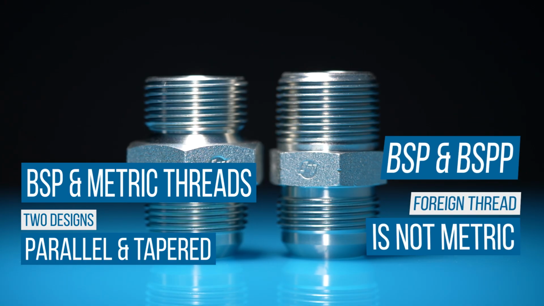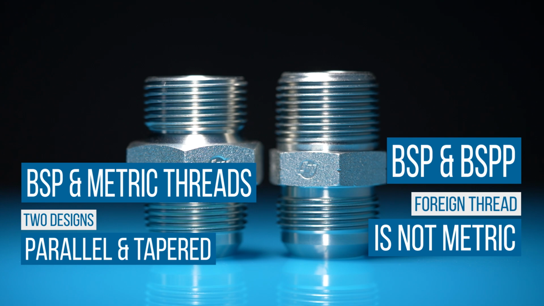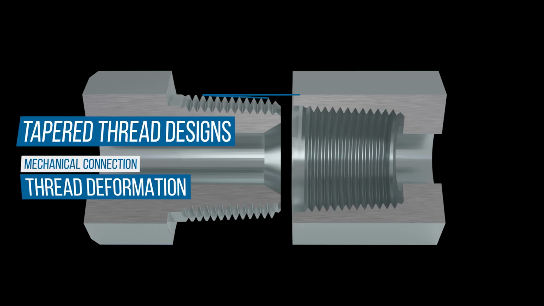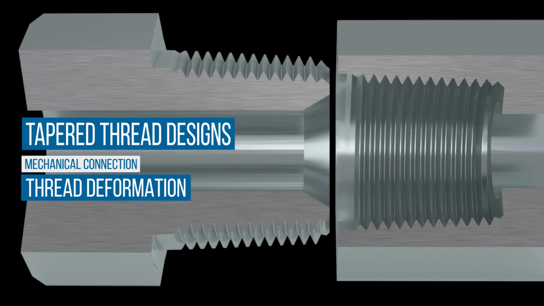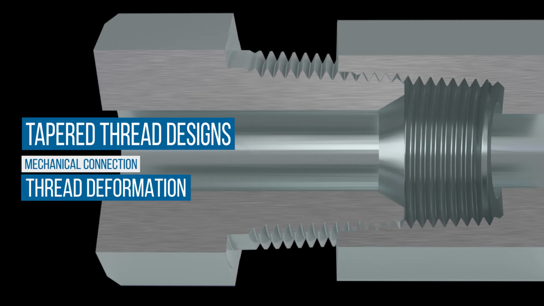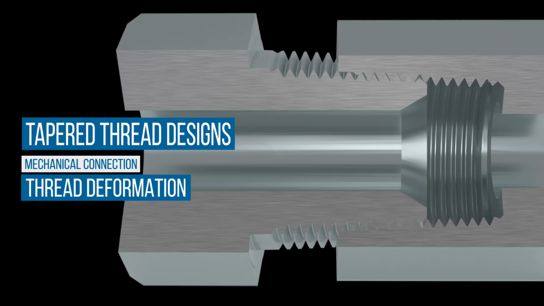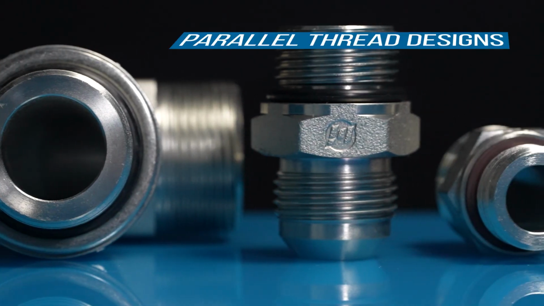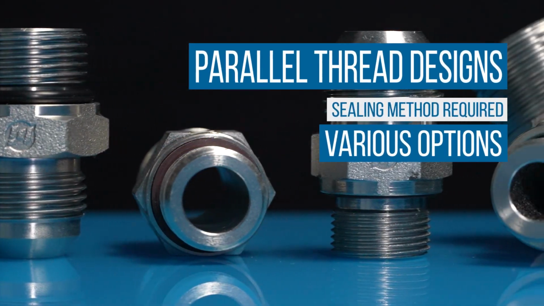Both British standard pipe, or BSP, and metric threads can be found in both a parallel and tapered design. And although BSP is a foreign thread, it is not actually metric, which needs to be clarified. Tapered thread designs rely on thread deformation, a metal-to-metal sealing design where the threads of the connectors themselves form together. This is called a mechanical connection. The parallel thread designs require a different sealing method.